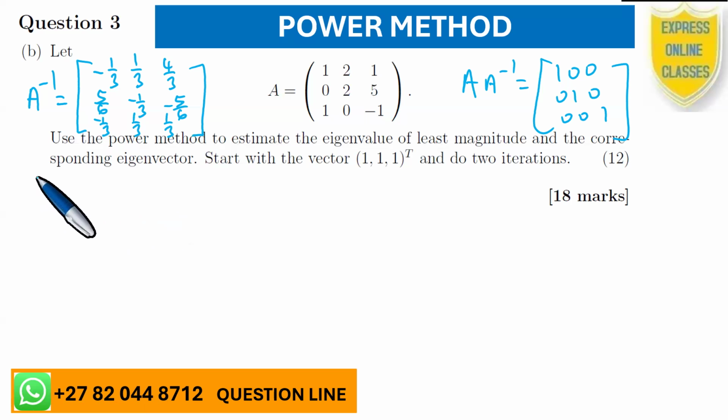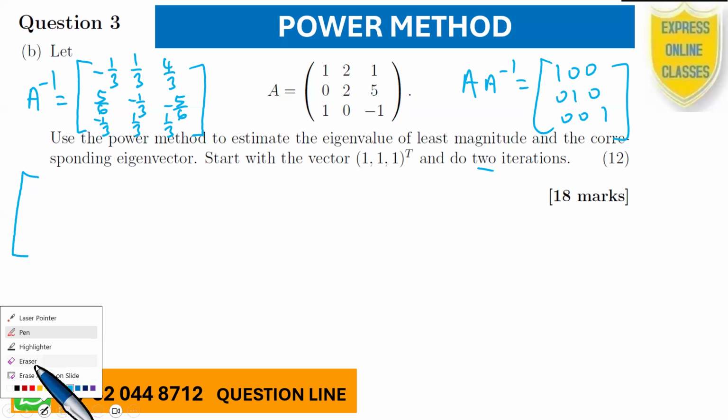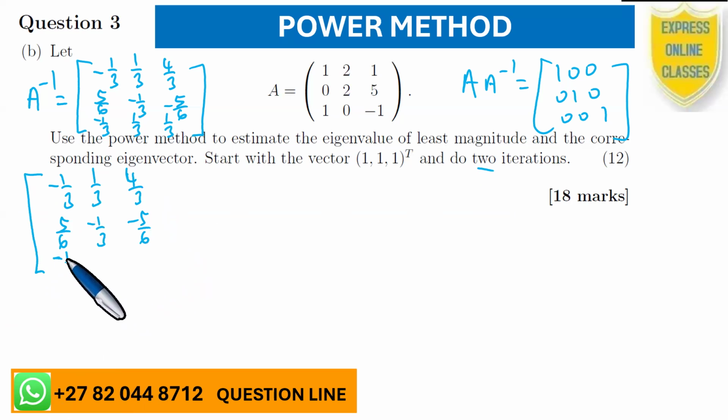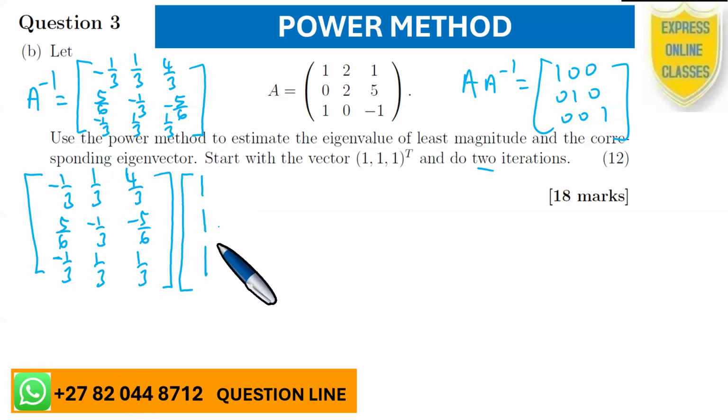We take this matrix. We're not going to do two iterations like in an exam. Under exam conditions, you have minus 1/3, 1/3, 4/3. 5 out of 6, minus 1/3, minus 5 out of 6. Minus 1/3, 1/3, 1/3. So you have 1, 1, 1.